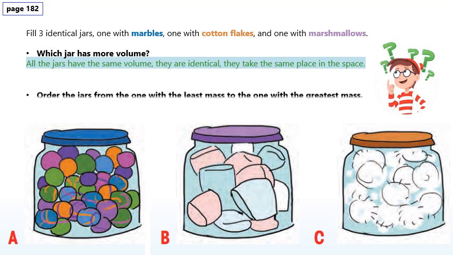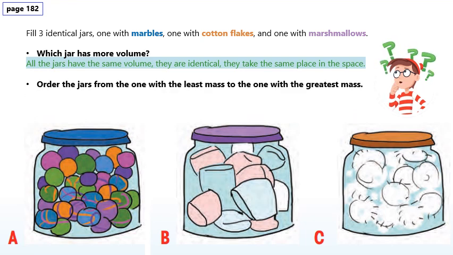Clear? What about their masses now? Which one is heavier? Which one is less heavy than the other? What do you think? In the second question, we have to arrange the jars from the one with the least mass to the one with the greatest mass. Which one has the least mass?